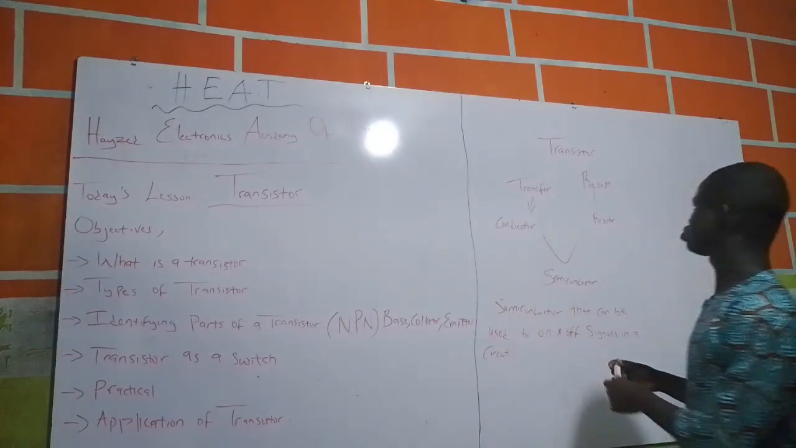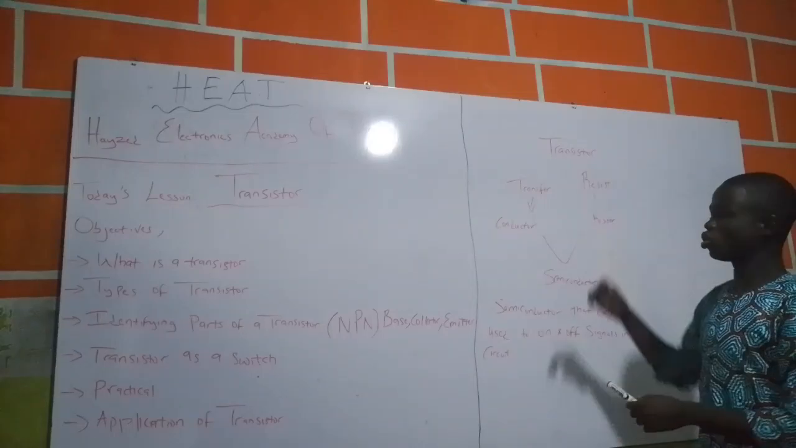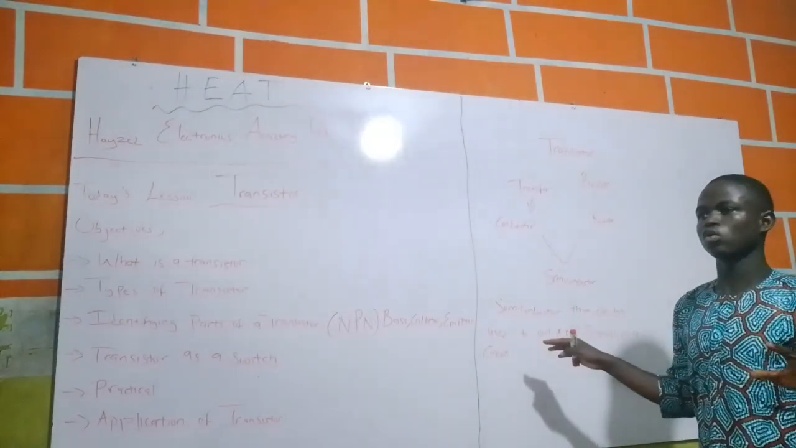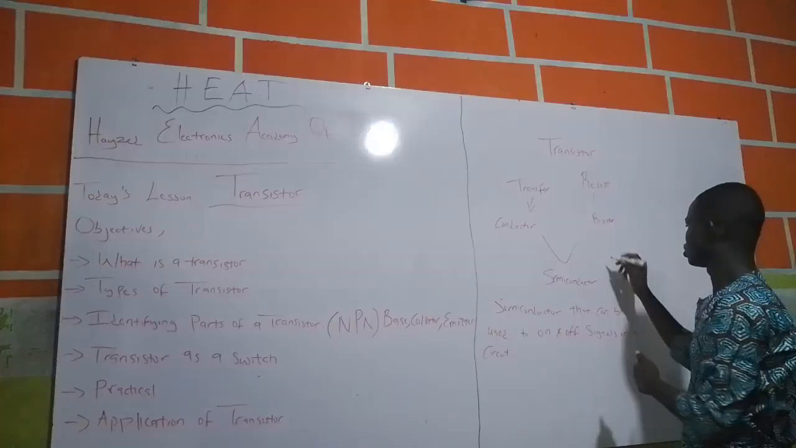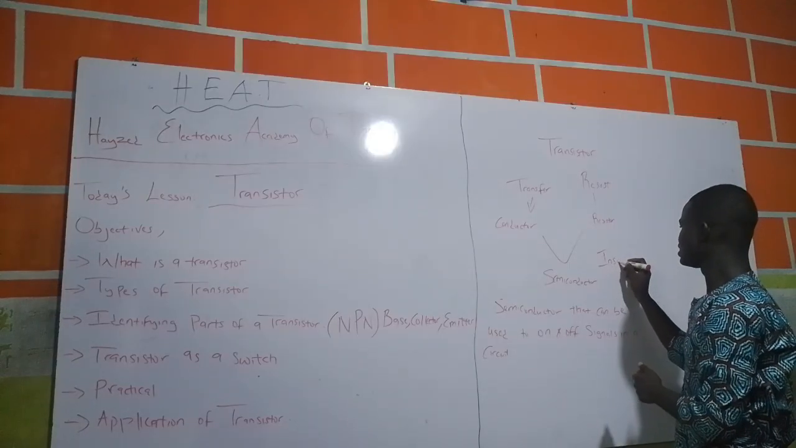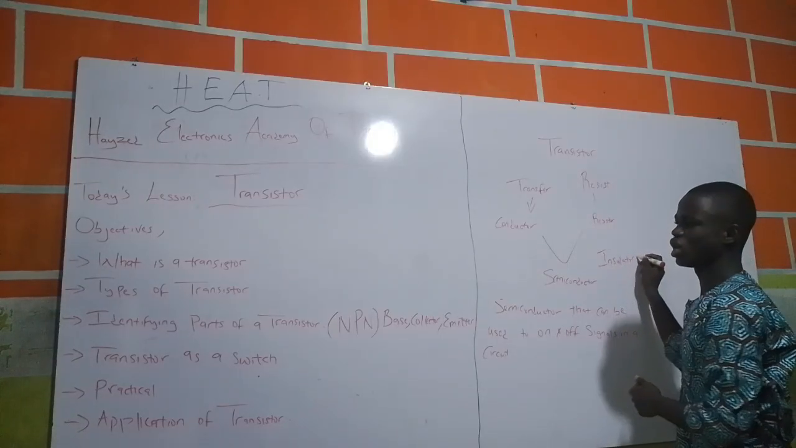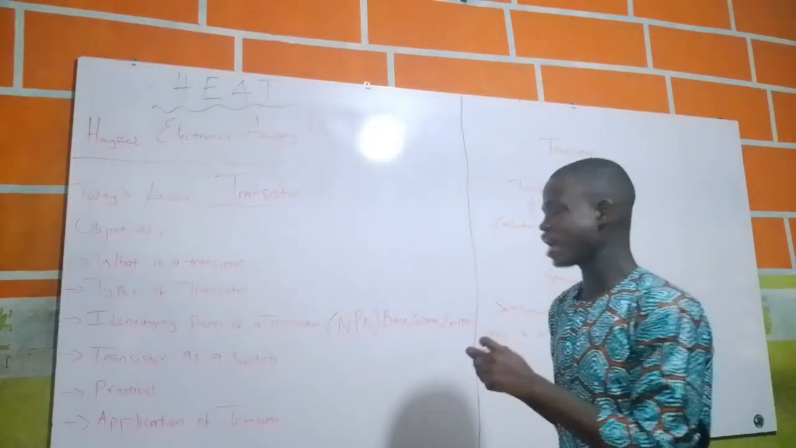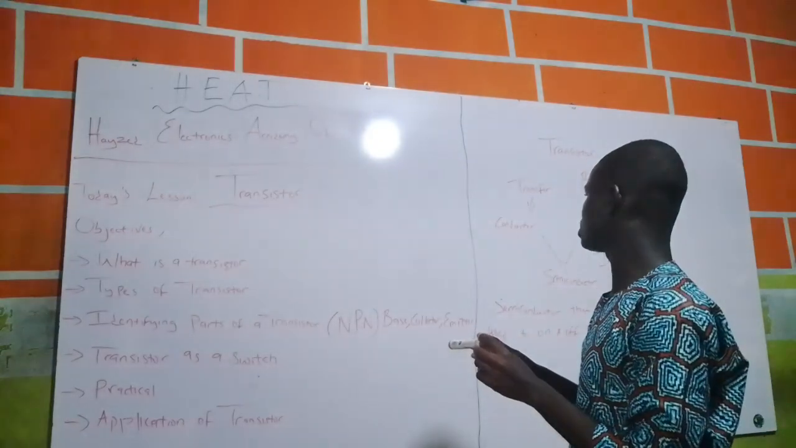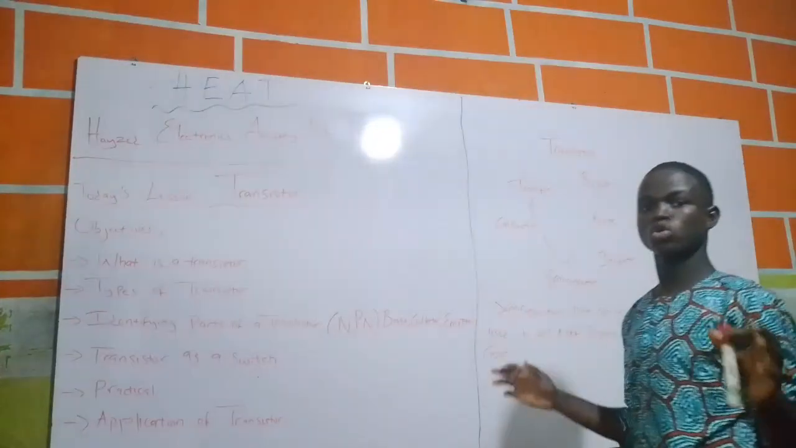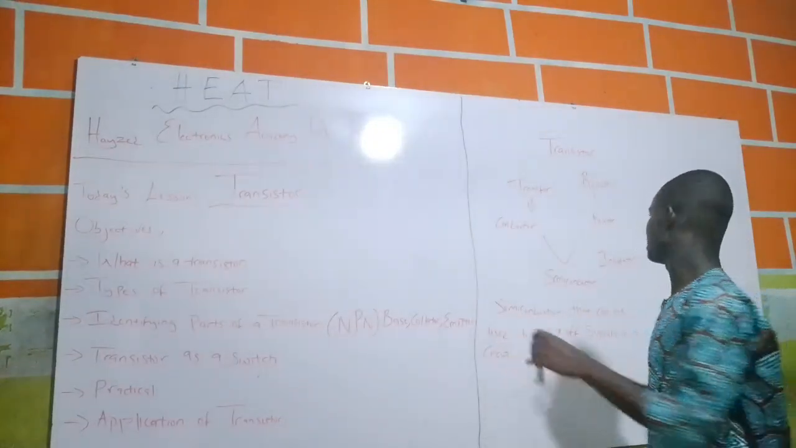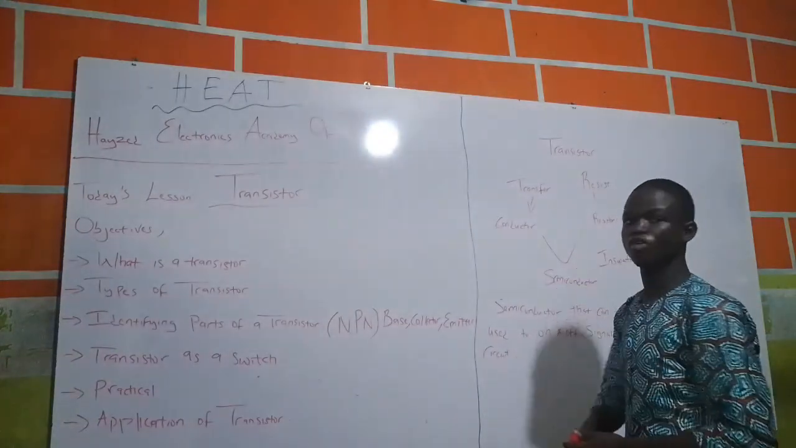So this transistor is a semiconductor. That means it is not a pure conductor, and it is also not a pure insulator. It is in between them. How is it between them? It means that under some specific condition, it can conduct electricity, and under some other specific condition, it can prevent electricity from flowing.